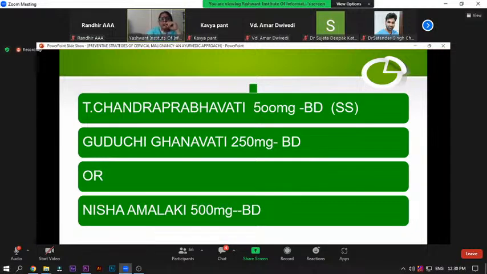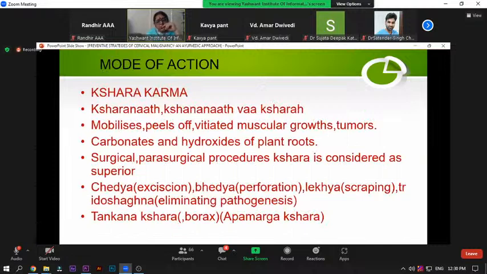And internally, tablet Chandraprabha Vati 500 mg twice daily, Guduchi for immunomodulation 250 mg, or you can even give Nisha Amalaki, a potential immunomodulator, in a 500 mg twice daily dose. So how will this act?